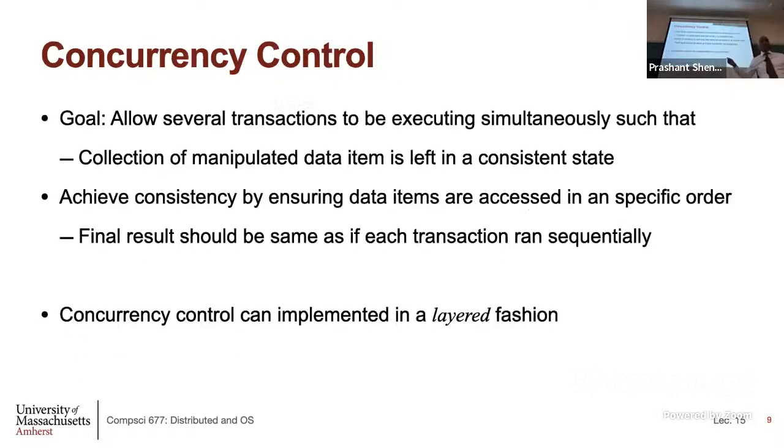So that brings us to concurrency control. Again, this is a term that you actually hear in databases, but it's equally valid in distributed systems. What does it mean? What does concurrency control mean? Concurrency control essentially says that you should allow multiple transactions to execute in parallel, but still have the database left in a consistent state.